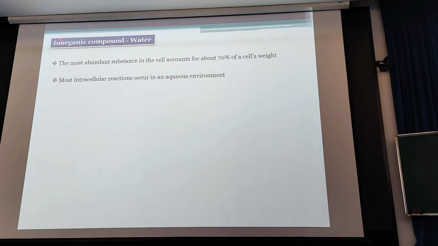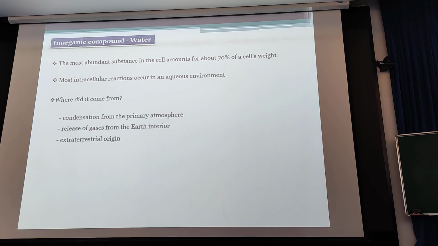So we move to the inorganic compound, 70% water. It is the most abundant substance in the cells and is involved in most intracellular reactions. Intra means inside the cell. So most reactions inside cells occur in an aqueous environment. And the water may come from condensation from the primary atmosphere, released gases from the Earth's interior, or extra-terrestrial sources. You don't need to really care about this.